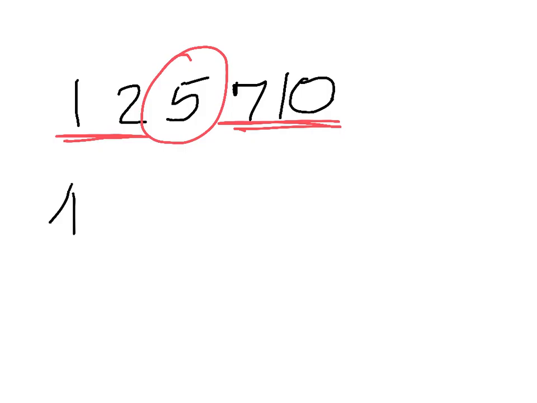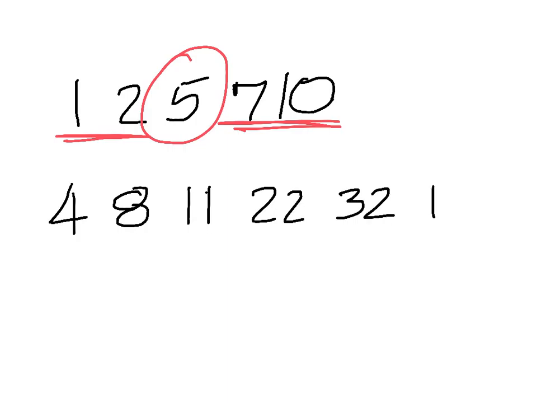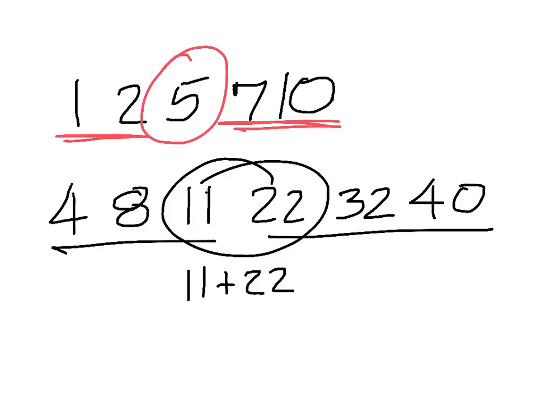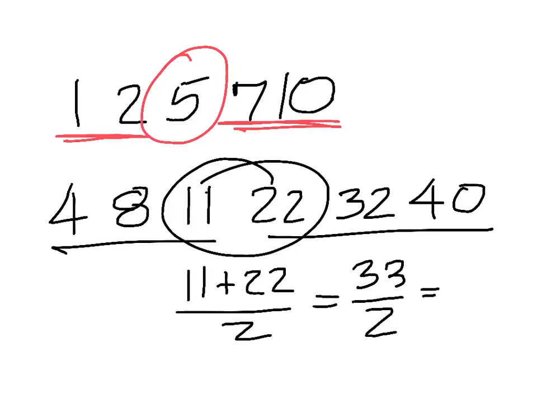If I had 4, 8, 11, 22, 32, and 40, then I have 3 numbers here, 3 numbers there, 6 numbers total. There's no middle number listed. So you use the 2 that are in the middle, add them together, and divide by 2. 33 divided by 2 is 16.5.